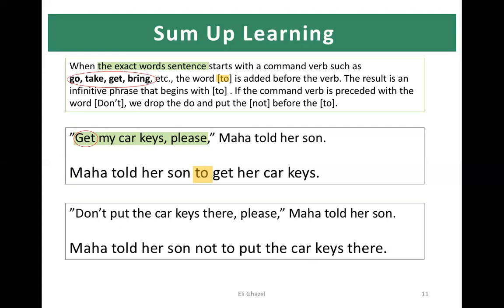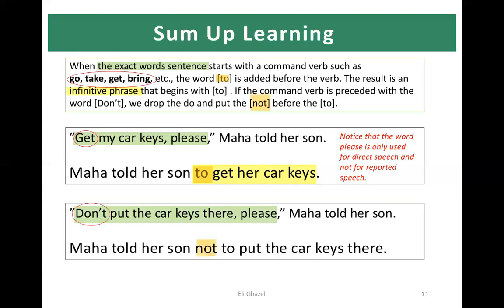However, if the command verb is preceded with the word don't, we drop the do and put the not before the to, but we don't have a do. Now, I also like you to notice that the word please is only used in the direct speech. However, in the reported speech, we do not need to use it because we say please to the person we're talking to rather than the person we're talking about. Now, that was the summary.